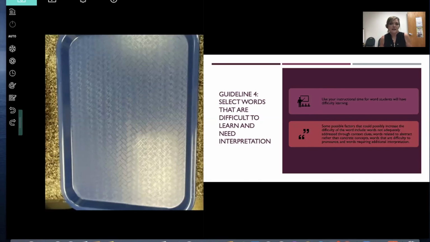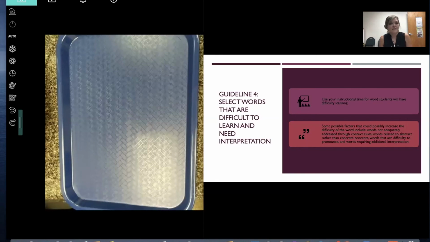So, if it's hard to say, they're not going to use it. And I wouldn't either. So those are the words you want to, if those words fall in that category that you feel are important for them to know, then that's where you're going to spend your time having them with your instruction and having them practice those.